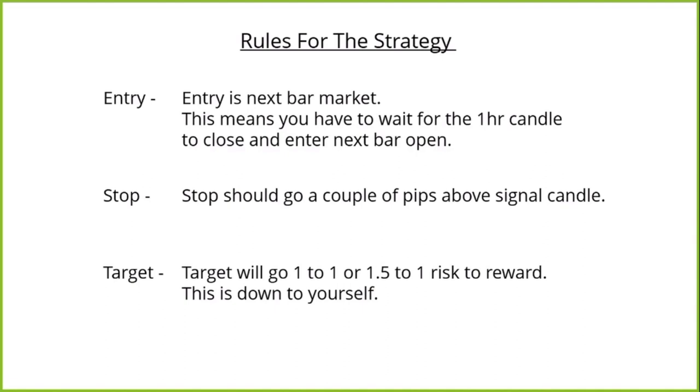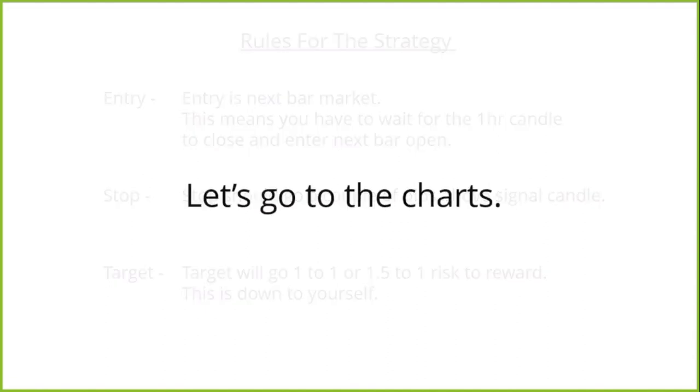You can go for 2-to-1, 3-to-1, 4-to-1, whatever you want, but this system works really well with a 1-to-1 or a 1.5-to-1 risk to reward. Plus, we want to be in and out quickly. We don't want to be in trades for days on end. So that's all the rules. On that note, let's go to the charts.